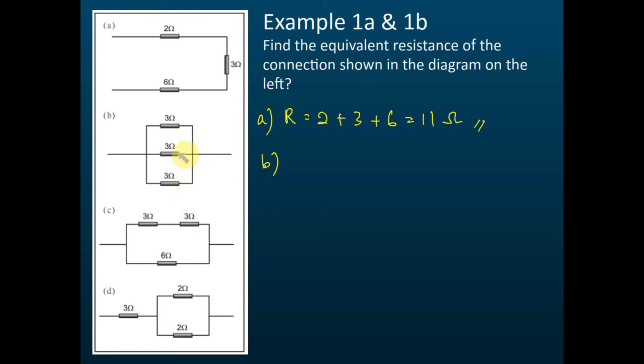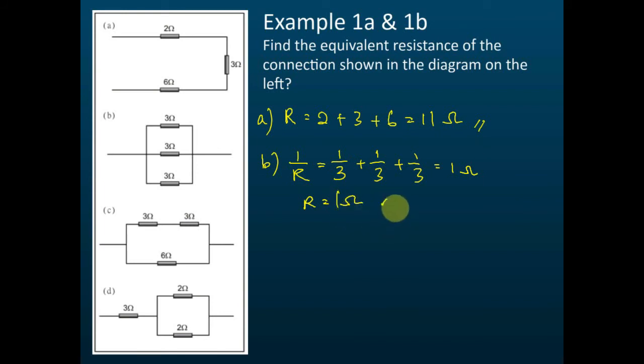So for a parallel circuit, the formula is 1 over R equals 1 over 3 plus 1 over 3 plus 1 over 3, okay? Because all three resistances are 3 ohms. So therefore this is equal to 1 ohm. So 1 over R equals 1 ohm, and R also equals 1 ohm.